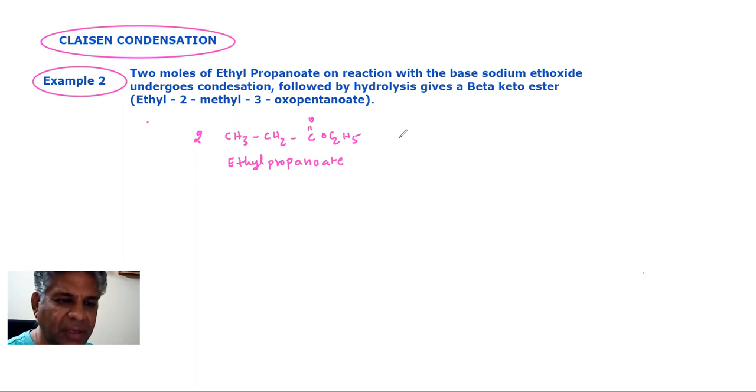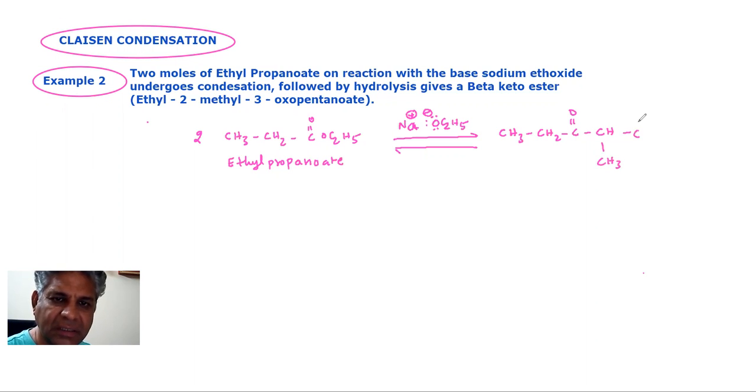2 moles of ethyl propanoate on reaction with the base sodium ethoxide, Na plus OC2H5 minus, gives rise to a beta ketoester. Now how to write the beta ketoester? CH3CH2C double bond O, and then here you'll have CH3 and then C double bond O, OC2H5. So this is a beta ketoester.